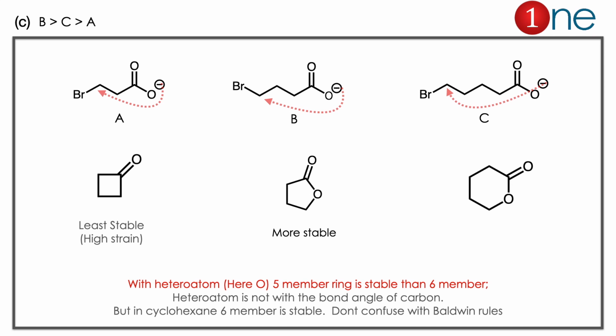With a heteroatom, the 5 member ring is more stable than the 6 member ring because of its bond angle. Because oxygen has lone pairs and different bond angles. So the 5 member ring is more stable there than the 6 member. Further, if you look at A, it is a 4 member ring, highly strained, least stable. So C will come definitely in the middle. So if you look at the order, B will come first, next C, and least will be A. Here the concept you learn is that the 5 member ring is more stable than the 6 member with a heteroatom.